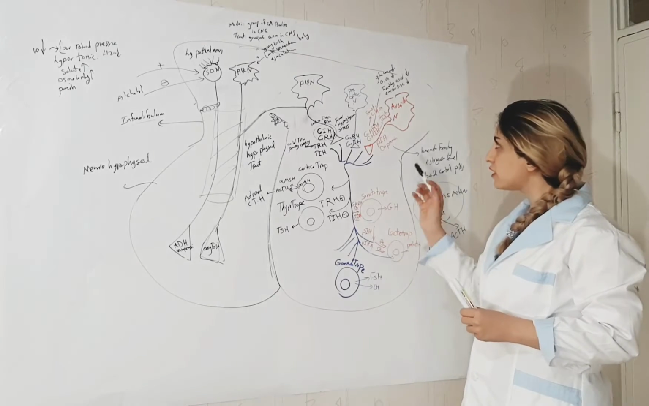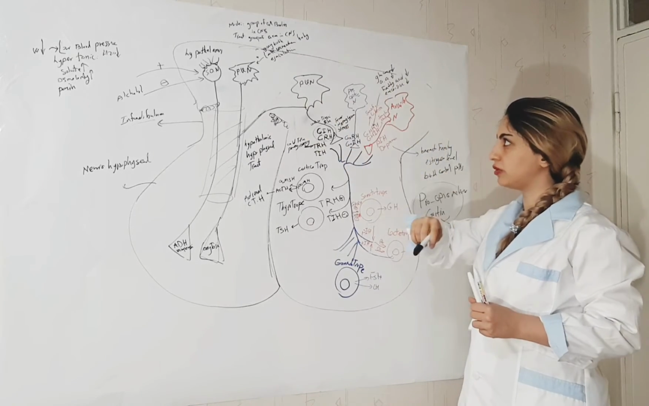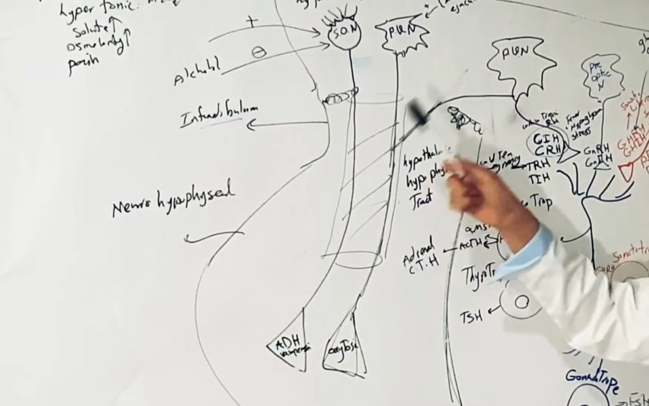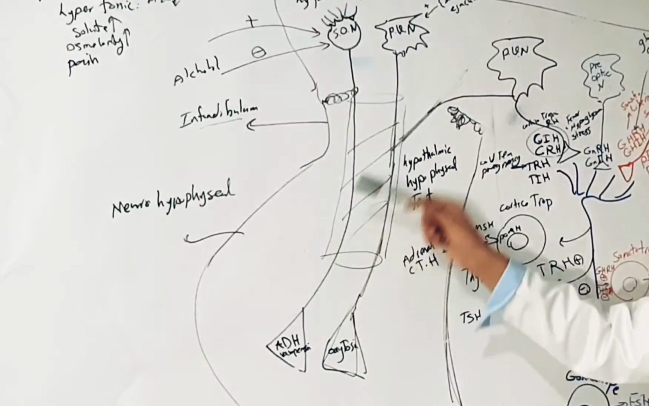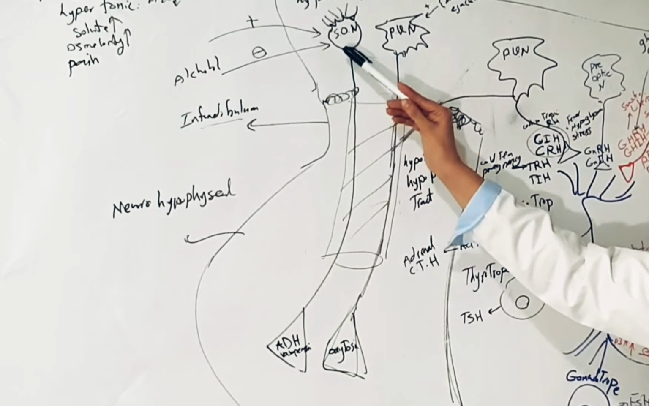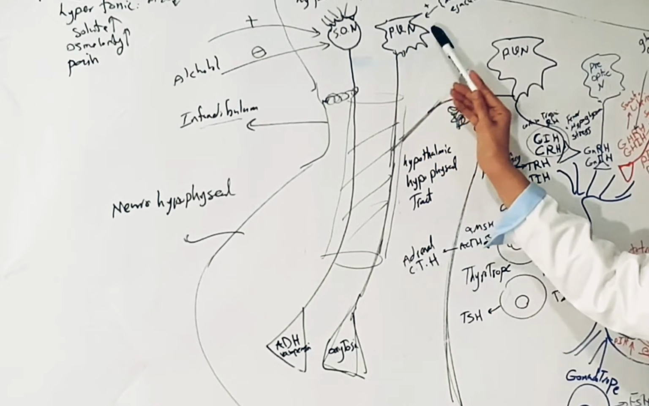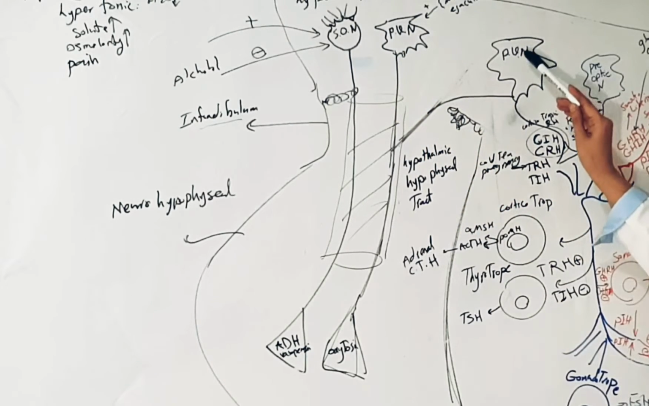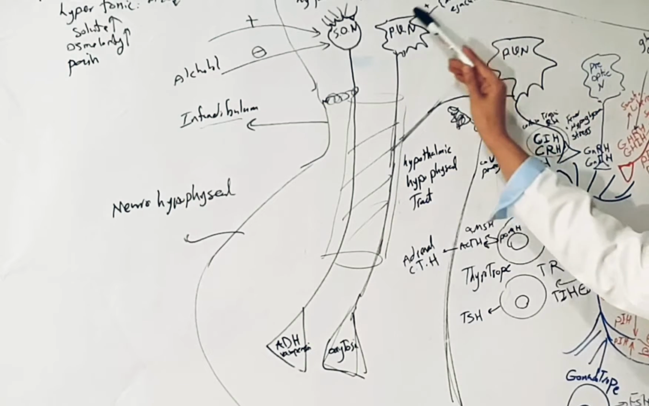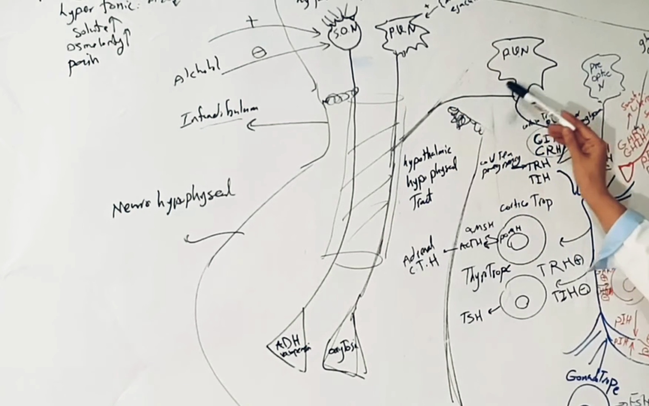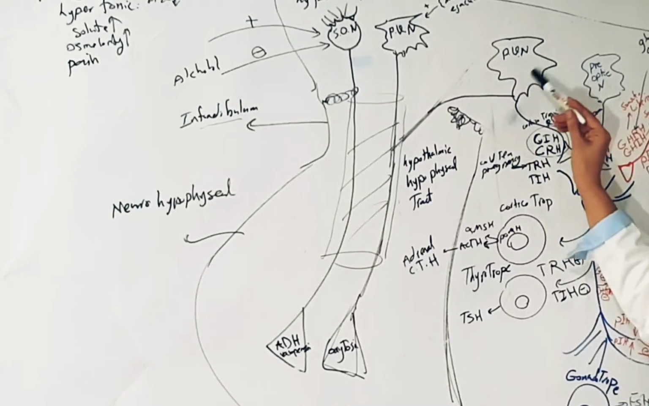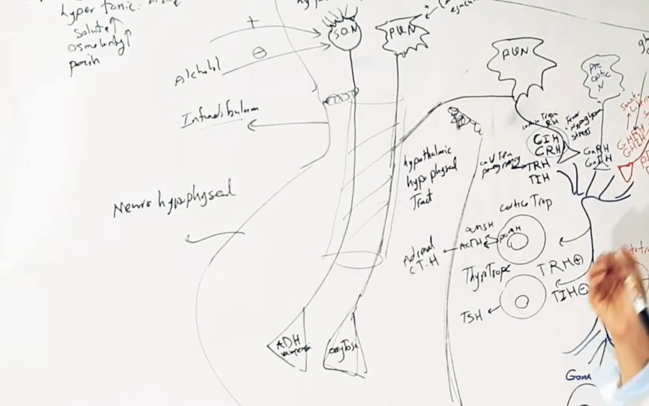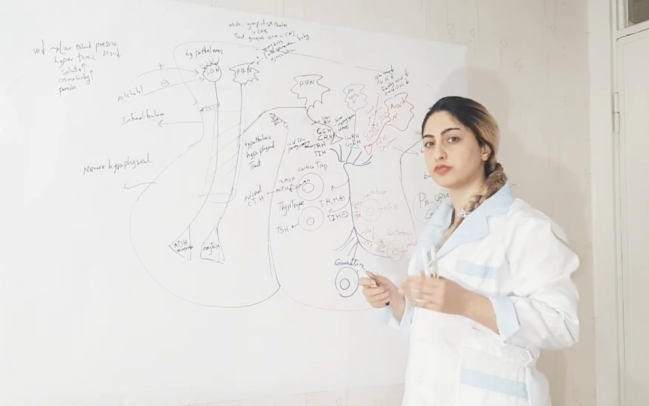So, first of all, in the hypothalamus, there are some nuclei. One of them, which I talked about in the previous video about the posterior pituitary gland, was the supraoptic nucleus, and also the paraventricular nucleus. There is another nucleus which is part of the paraventricular nuclei. A nucleus is a group of cell bodies in the central nervous system.